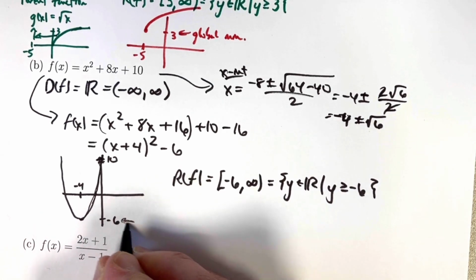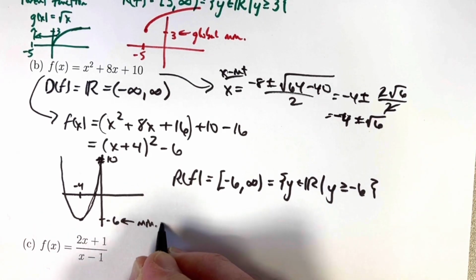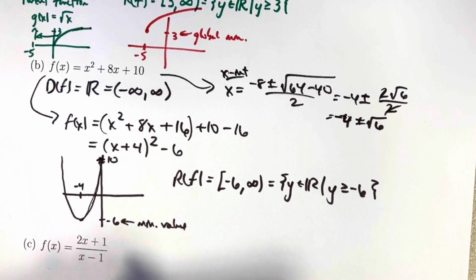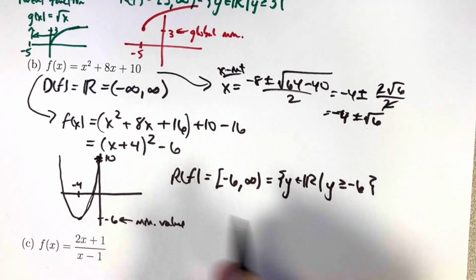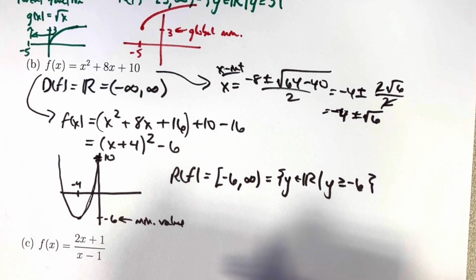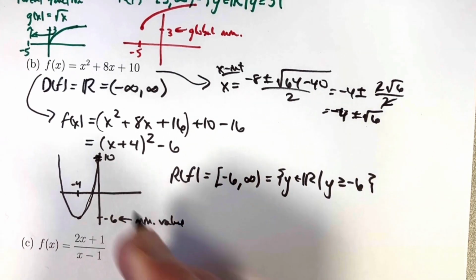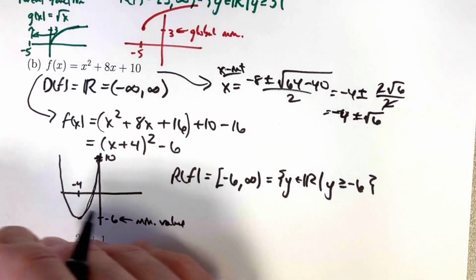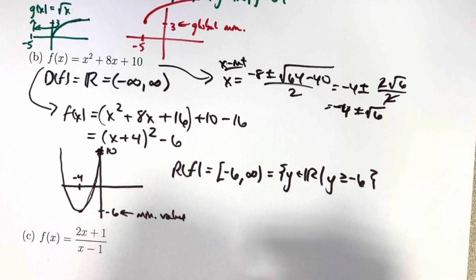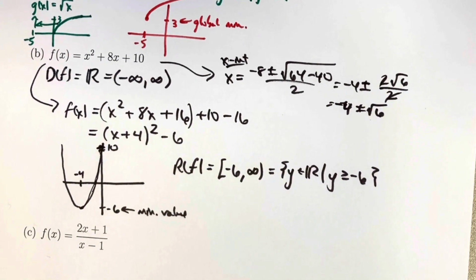The -6 is the min value, and it occurs at x equals -4. There is no max value. The graph goes up forever and ever. And there are no asymptotes that this graph approaches, either a vertical asymptote where it's undefined or a horizontal asymptote that it approaches as x goes to plus or minus infinity.